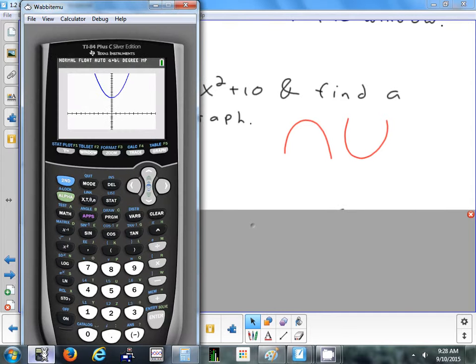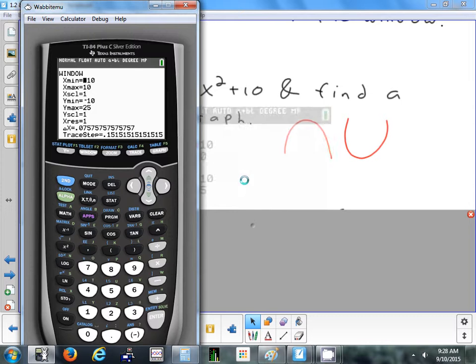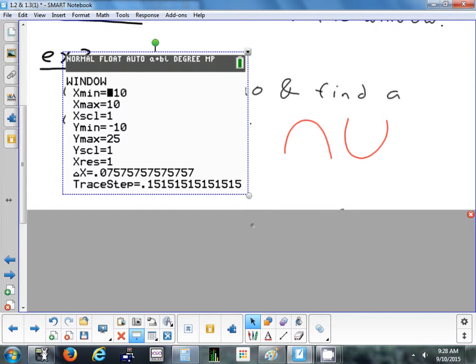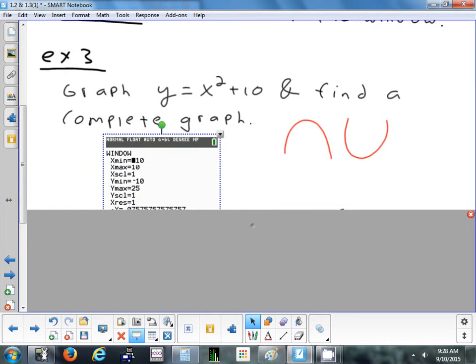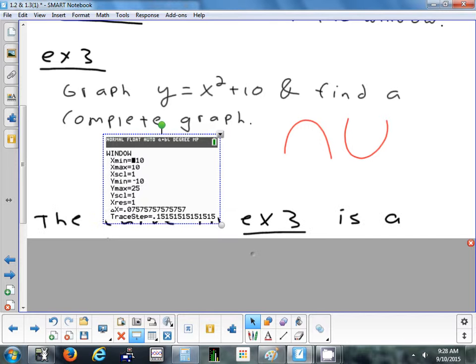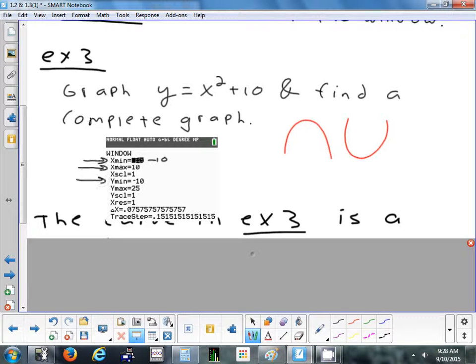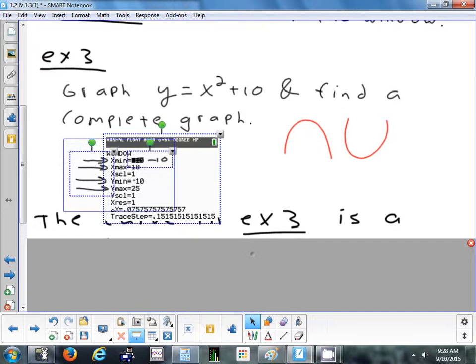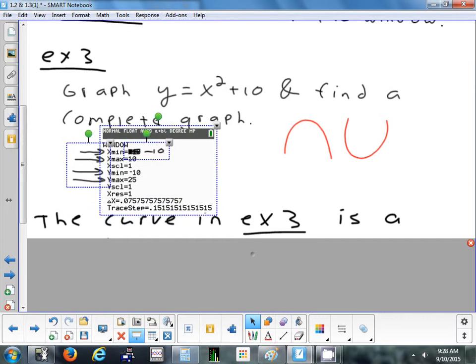Right, so for that problem, all I would do is take my window and copy it down. I think this one was negative 10. Put all that down, just the x and y max and min. Those are the only things you really need. Let me just try to move this up.